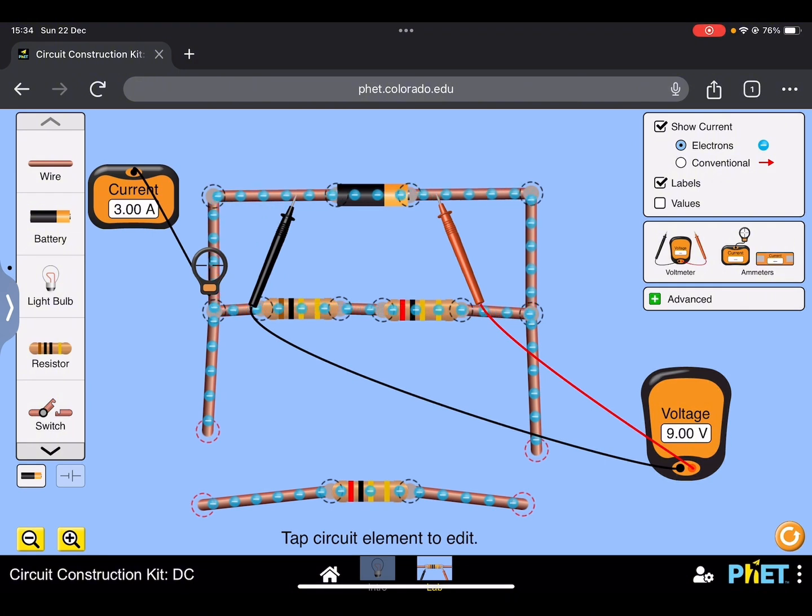Next up is the formula to calculate the power in a circuit. So there are 3 ways to write this formula. The first one is P equals IV. So in this case, I is 3 and V is 9. So the power will be 27 watts.